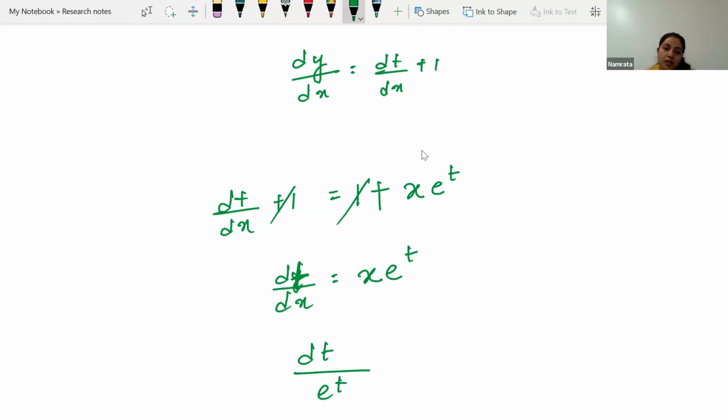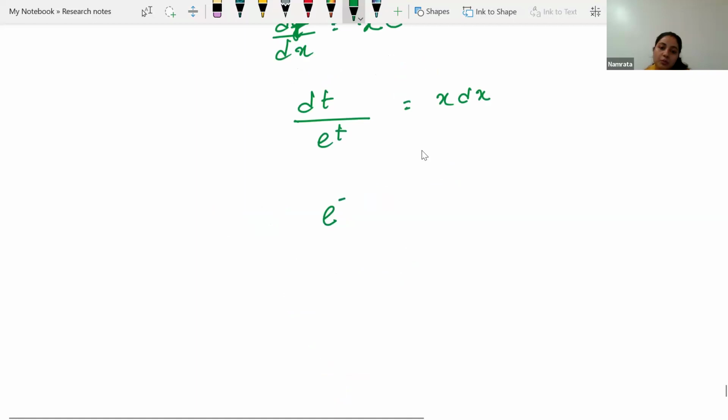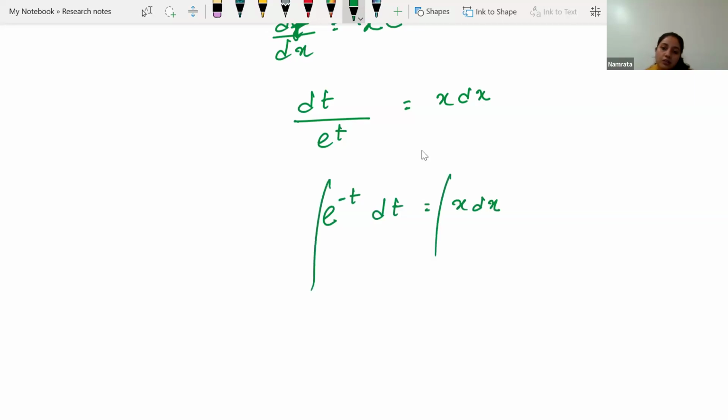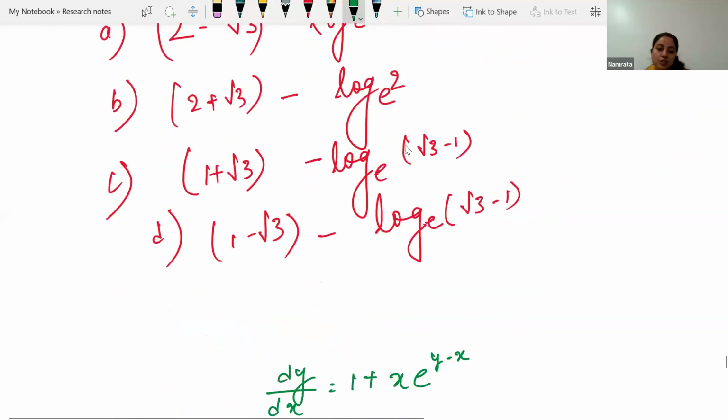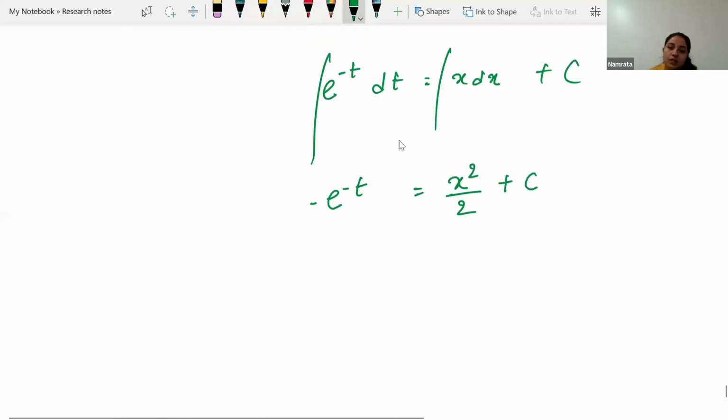If we integrate both sides, here e to the power t will come in the numerator and will become e to the power minus t dt. Here we will be having x dx. So let's do the integration with the constant of integration. We will have minus e to the power minus t, here x square by 2, and here only c. Now the condition we will be using is y of 0 is equal to 0. That means when x is equal to 0, then y is equal to 0. But here we are having t.